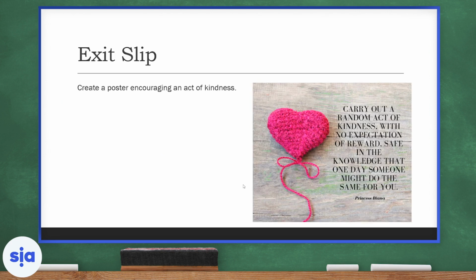As for our exit slip, create a poster encouraging an act of kindness.